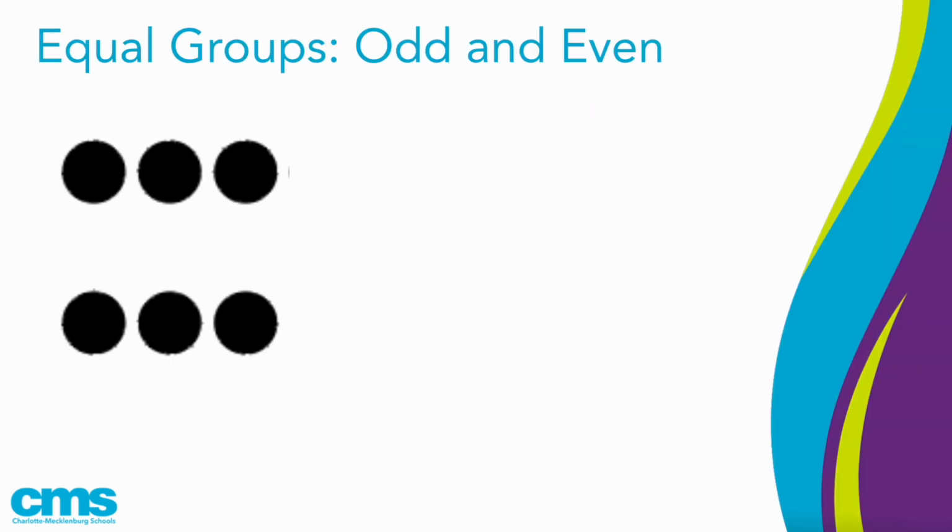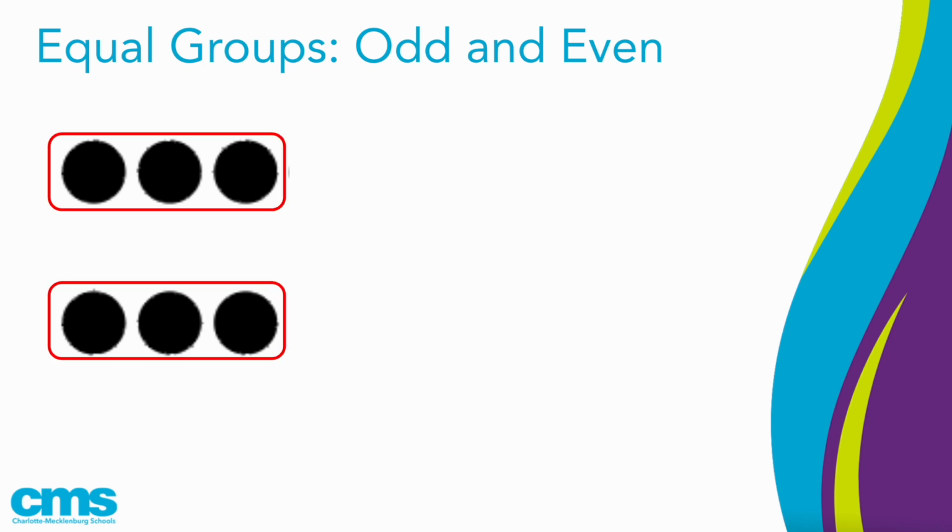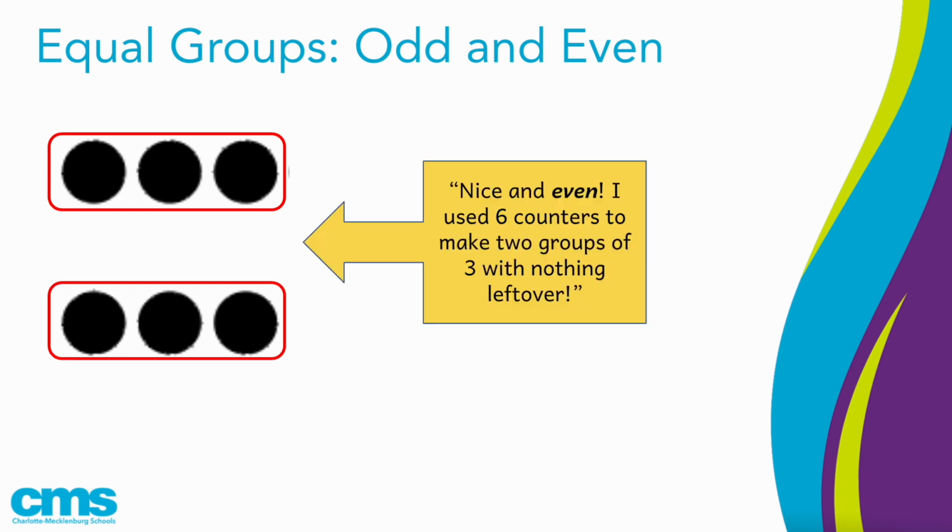First up, for the equal groups unit of study, we talk about odd and even numbers of students. We'd have them start with some counters, maybe 6 like you see here on the screen, and ask them, do you see equal groups, or can we make equal groups with 6 counters? And students might say, yes, I can make 2 equal groups of 3. It's nice and even. I can use 6 counters to make 2 groups of 3, and there's nothing left over. This means that 6 is an even number.